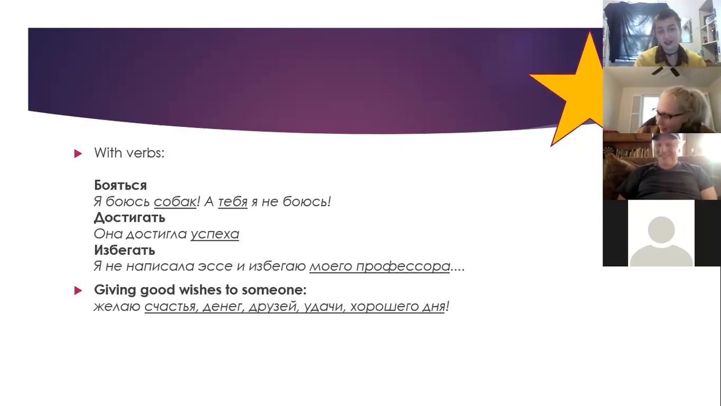Okay, so there are a few verbs that also work with genitive. Бояться, достигать, избегать, at least those three. Я боюсь собак. I guess it's easy to remember because I'm afraid of, so you can make that connection. Достигать, to reach, achieve. Она достигла успеха. She reached success. Избегать, to avoid. Я не написала эссе и сейчас избегаю моего профессора. I'm avoiding my professor. You can see that this verb literally means to run away from something.